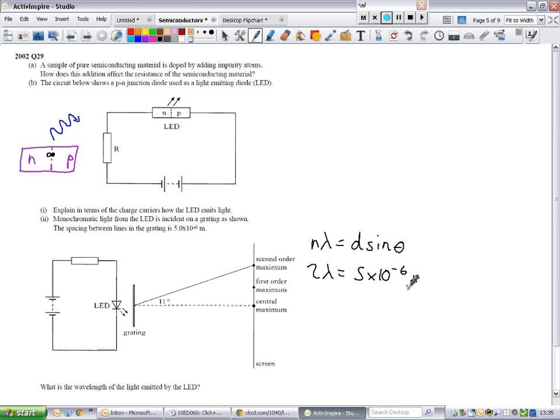Theta is your angular breadth, basically the angle that the maximum hits at from this central maximum, so that's sine 11 degrees. If you solve that for lambda, you'll find it's 477 nanometers, so in the visible range there towards the blue end of the spectrum.